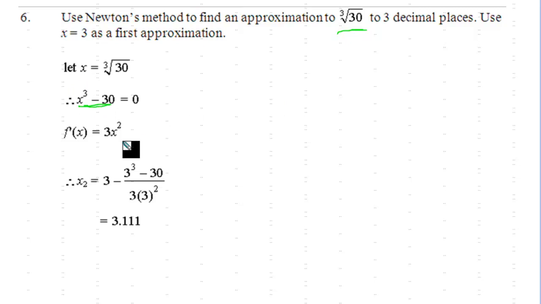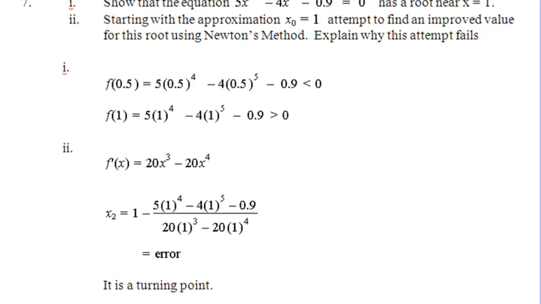If we graph that up, that's actually going to cross the x-axis. So where does it cross the x-axis? Well, we're told it's going to be close to 3. So use Newton's method. Derive that function, 3x squared, and use the value of 3 to sub into the function and the derivative of the function. That gives us 3.111, which is an approximation of the cube root of 30 to 3 decimal places. So that's how we do that type of question. You'll see that one come up sometimes.